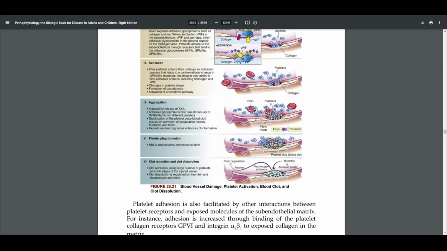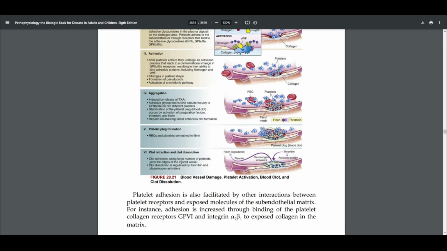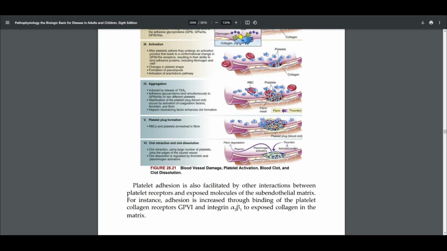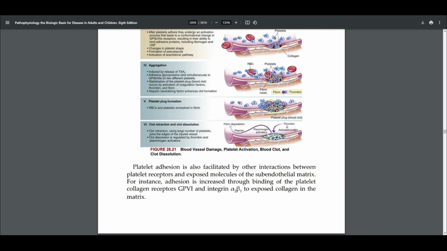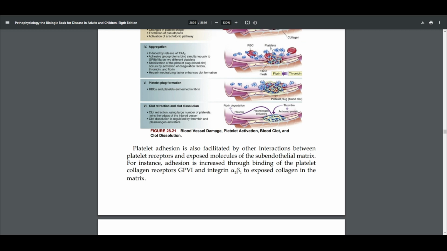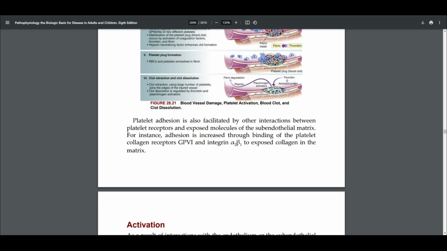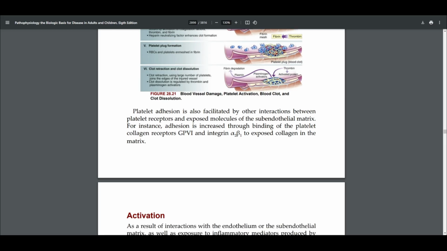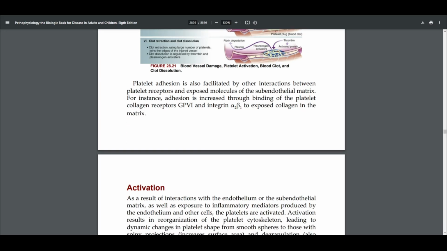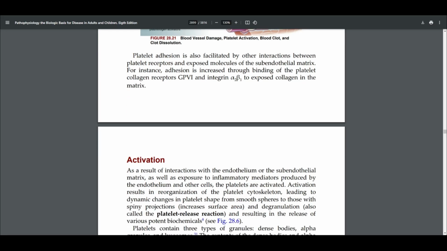Platelet adhesion is also facilitated by other interactions between platelet receptors and exposed molecules of the subendothelial matrix. For instance, adhesion is increased through binding of the platelet collagen receptor, your GPVI, and the integrin alpha 2 beta 1 to exposed collagen in that matrix.